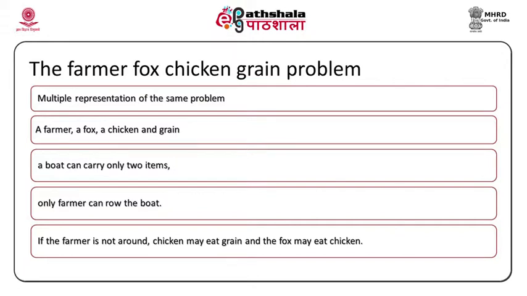Now, in the beginning you may feel that the problem is almost the same as the previous one. It is not. There are some important differences. For example, only the farmer can row the boat, and when the farmer is around, nothing wrong is going to happen. Not only that, the fox will have nothing to do with grain. So if you have fox and grain on one side, absolutely no problem.